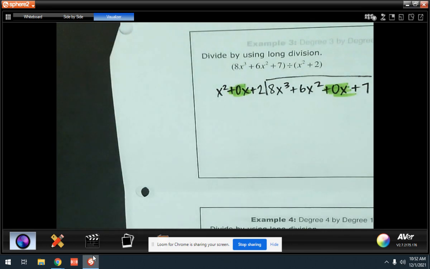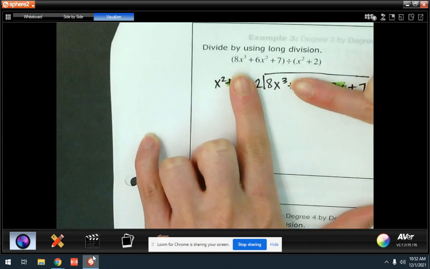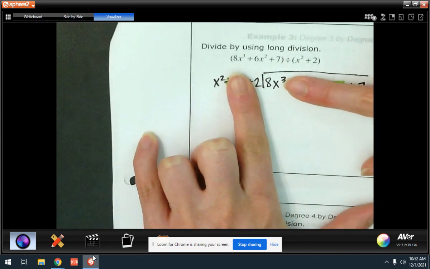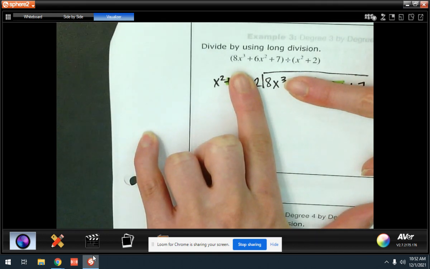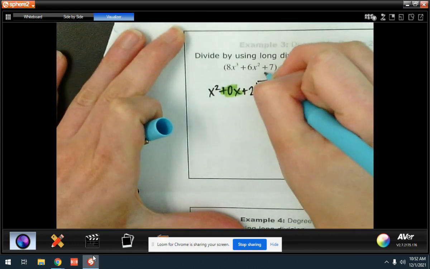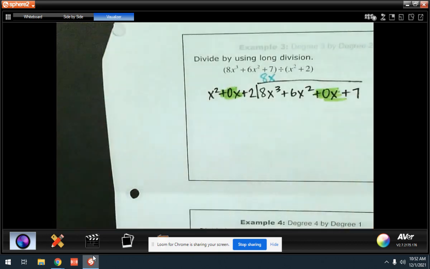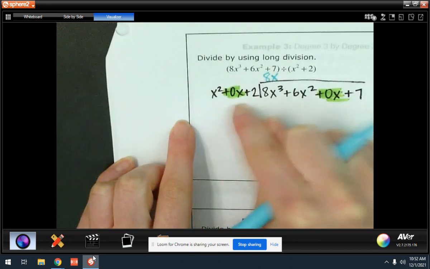Right, we are set up and ready to go. So remember, don't look at all the rest. That's going to confuse you. Just ask yourself, x squared times what would give me that 8x cubed? 8x. Okay, we need an 8, and we also need an x. Okay, take that 8x and multiply it by all 3 terms of this divisor.